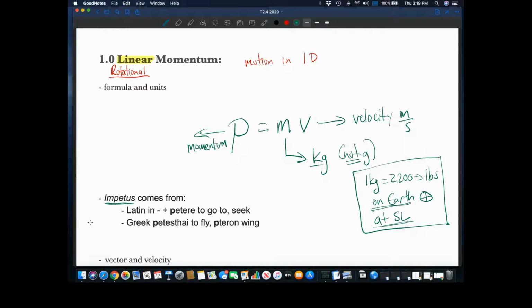Now that means that if m is kilograms and velocity is meters per second, the units of momentum are kilogram meters per second. And we say it this way: kilogram meters per second. And so we could write this as kg m s to the minus 1. If we wanted, we can write it as kilogram meters per second, either way. But that is the formula, and those are the units.